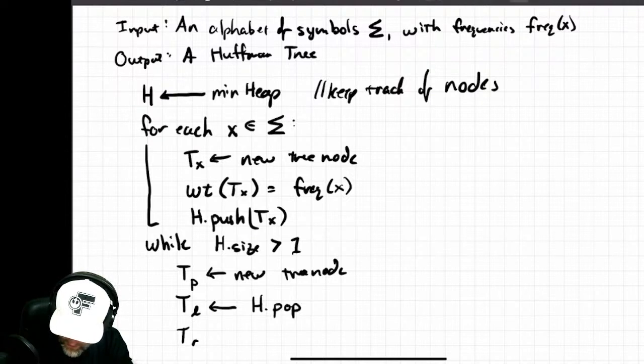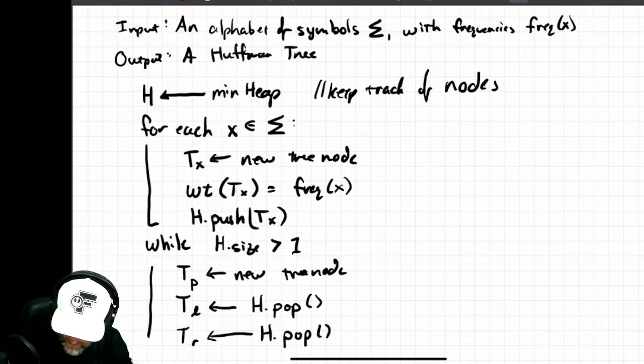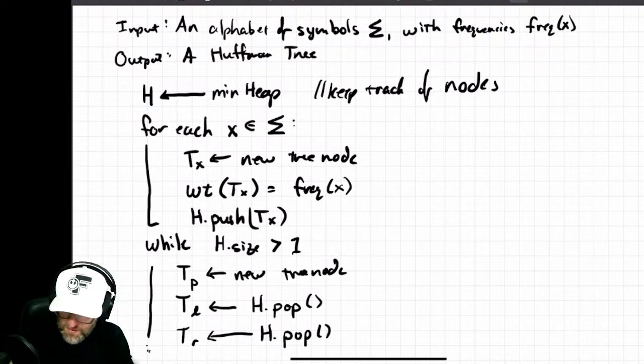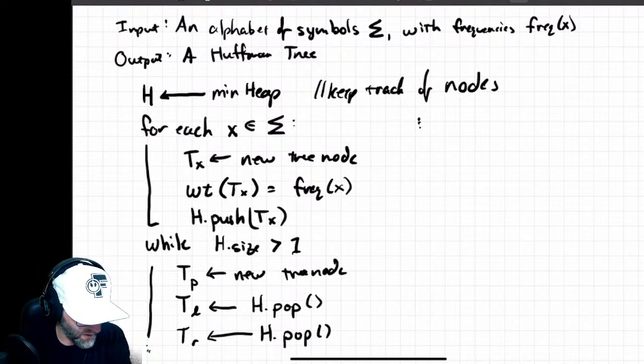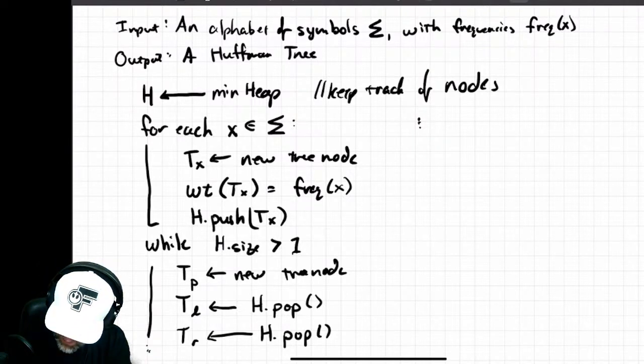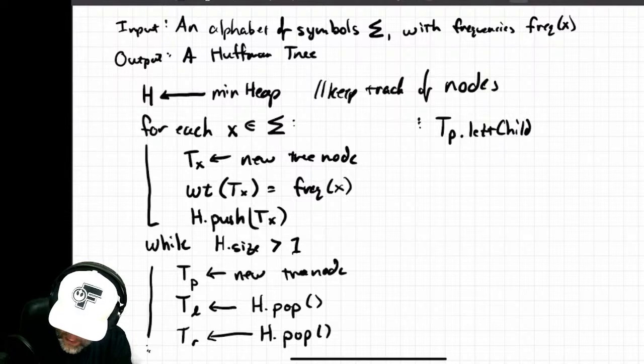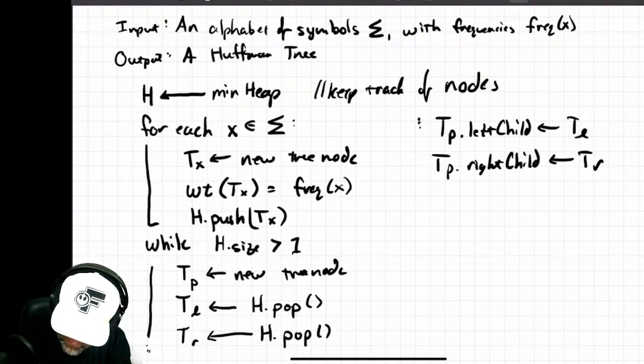pop from the heap and pop from the heap. Right. Dot, dot, dot. I'm just going to go on the same slide here. And so I'm still on the same block here. And I'm going to make T sub parent dot left child, I'm going to associate that with T sub L, and T sub P dot right child will be the second one that I pulled out, T sub R.